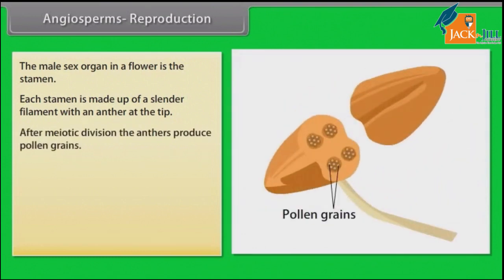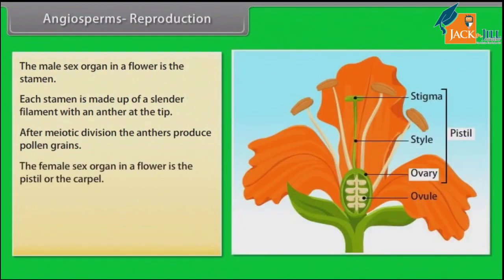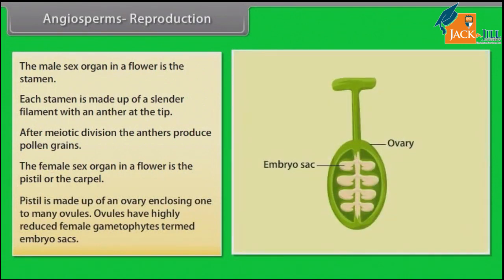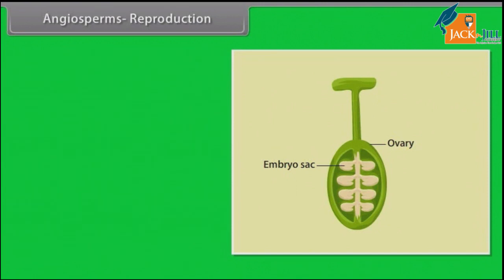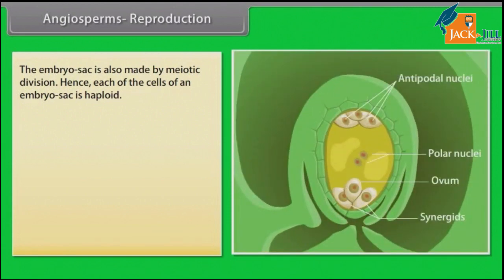After meiotic division, the anthers produce pollen grains. The female sex organ in a flower is the pistil or the carpel. Pistil is made up of an ovary enclosing one to many ovules. Ovules have highly reduced female gametophytes termed embryo sacs. The embryo sac is also made by meiotic division. Hence, each of the cells of an embryo sac is haploid.